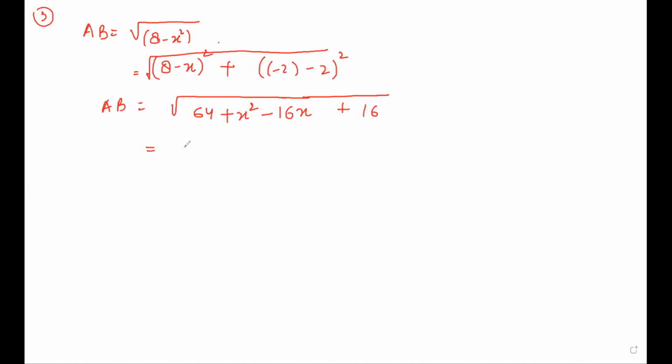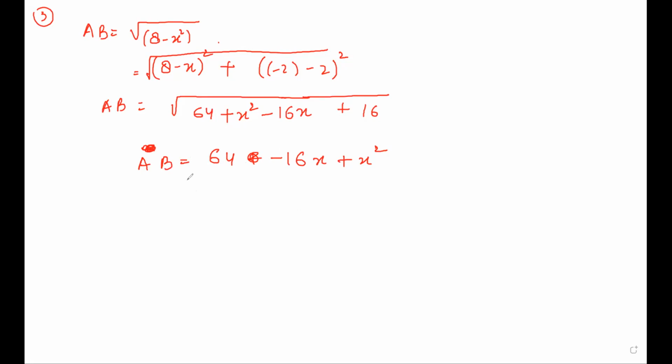Now after this, Rida, there's no equal to sign, there's nothing. Then you are writing 64 minus 16x and plus x square. Now what is this equal to? This is actually equal to AB, isn't it? Yes, ma'am. You are finding AB, right? And also the calculations are wrong. I mean, 64 has to be added with 16.